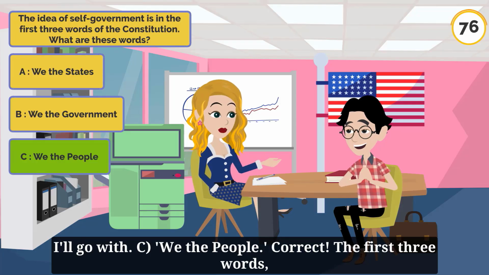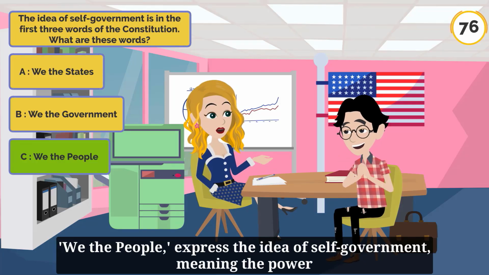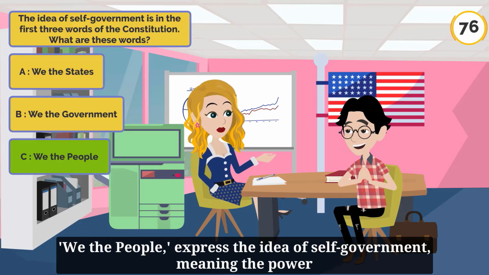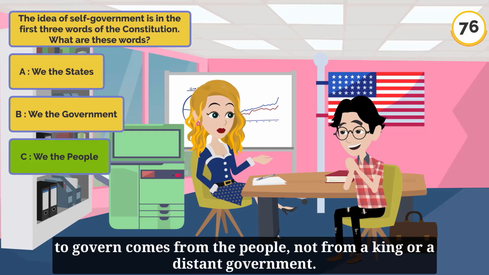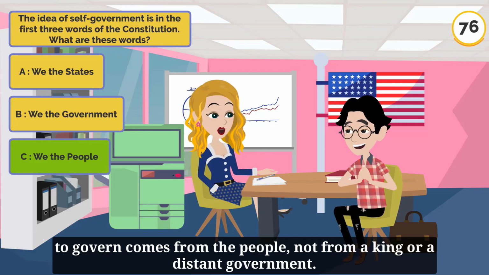Correct. The first 3 words, We the People, express the idea of self-government, meaning the power to govern comes from the people, not from a king or a distant government.